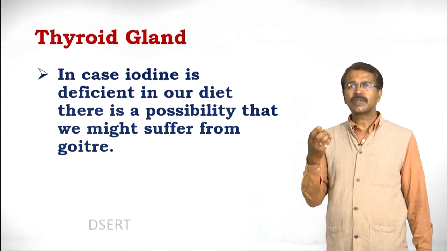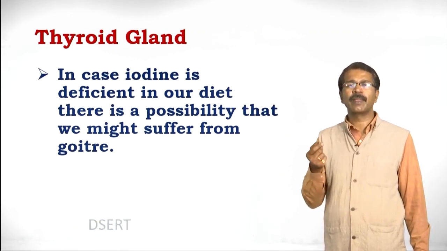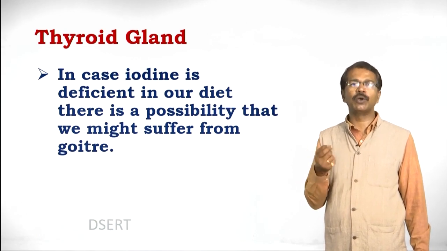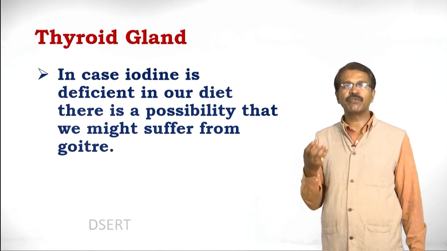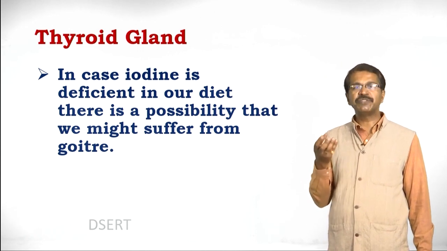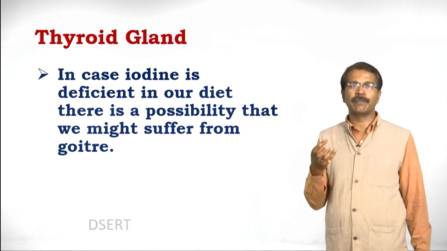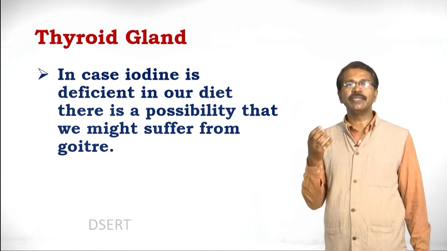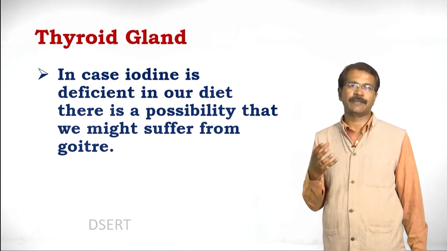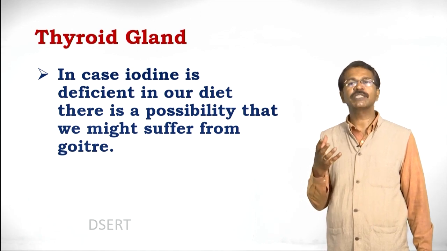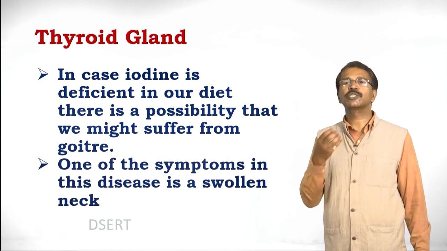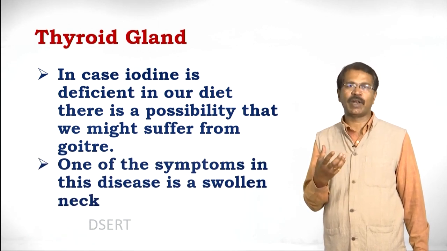Next, as I said, the thyroid gland needs iodine to produce thyroxine. If your diet is deficient in iodine, then the person suffers from a disease called goiter. What is the symptom of this disease goiter? Swollen neck. The neck will be swollen.